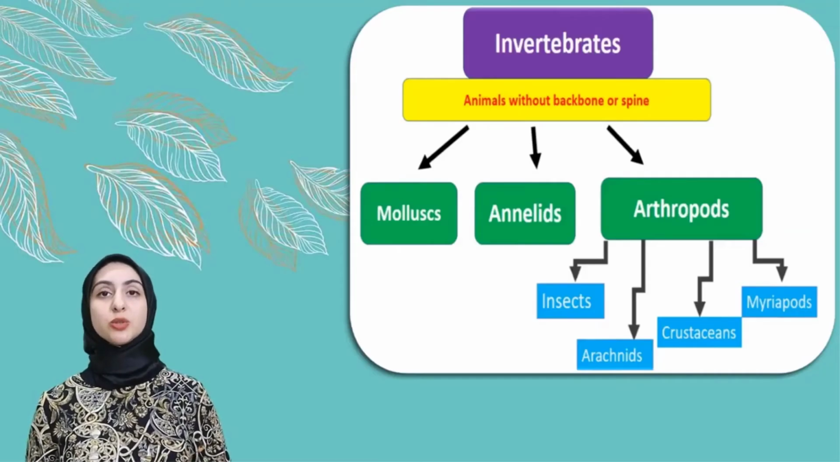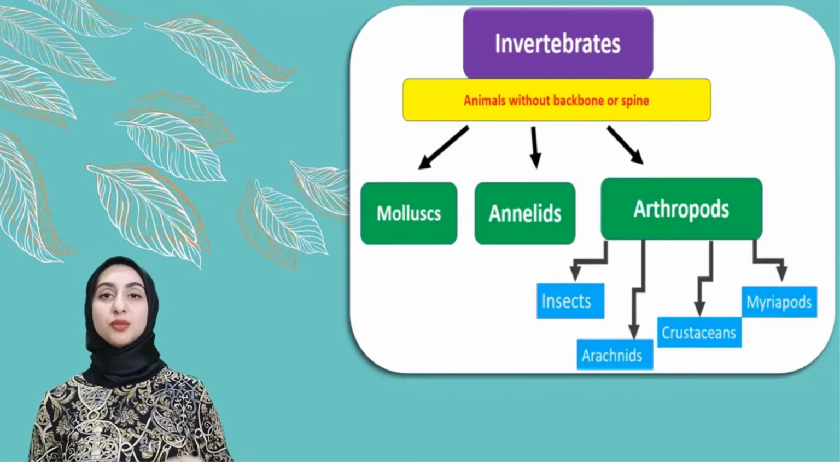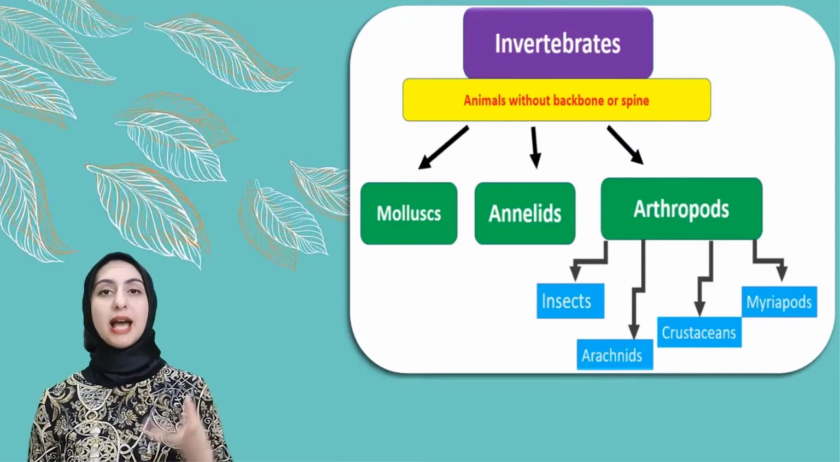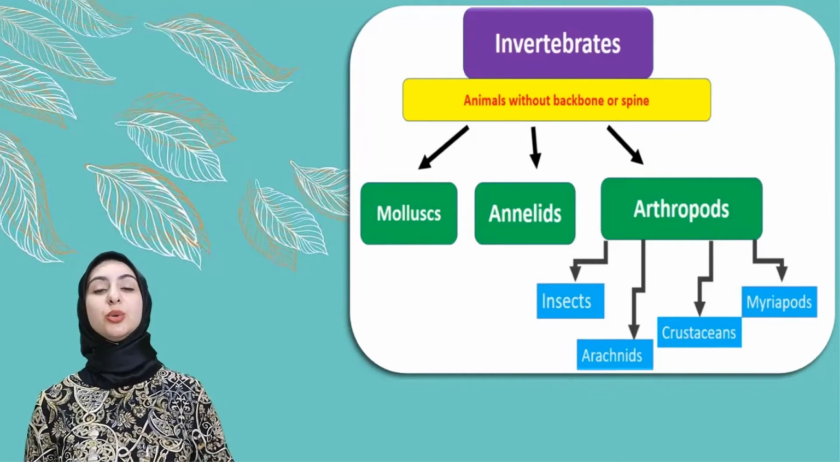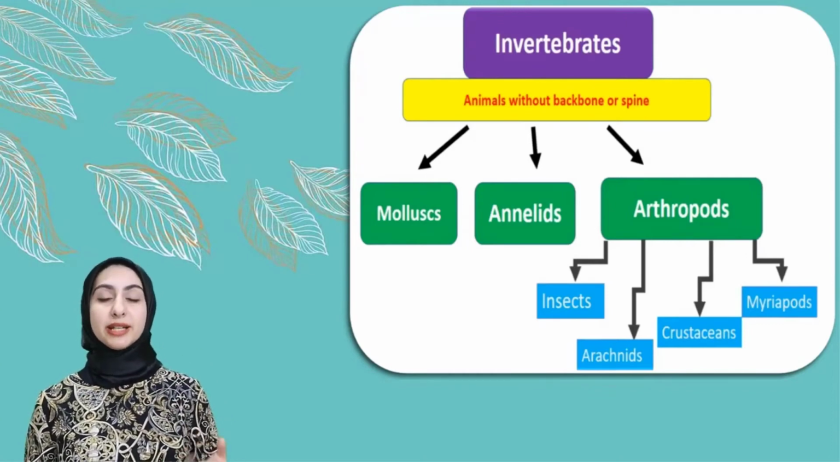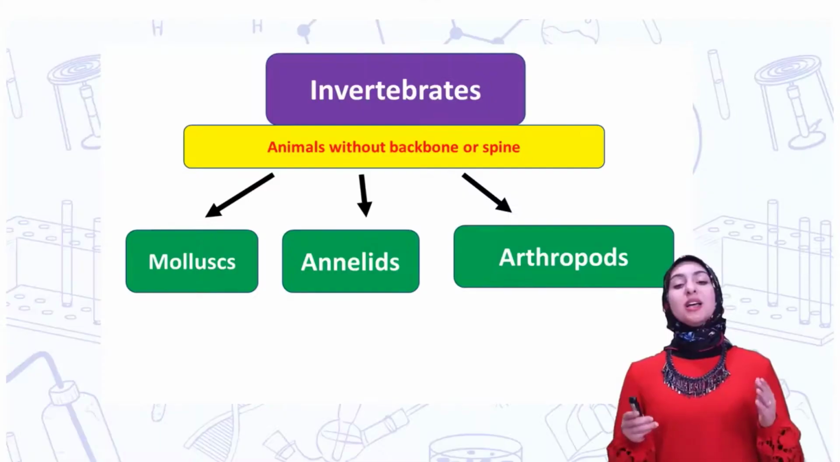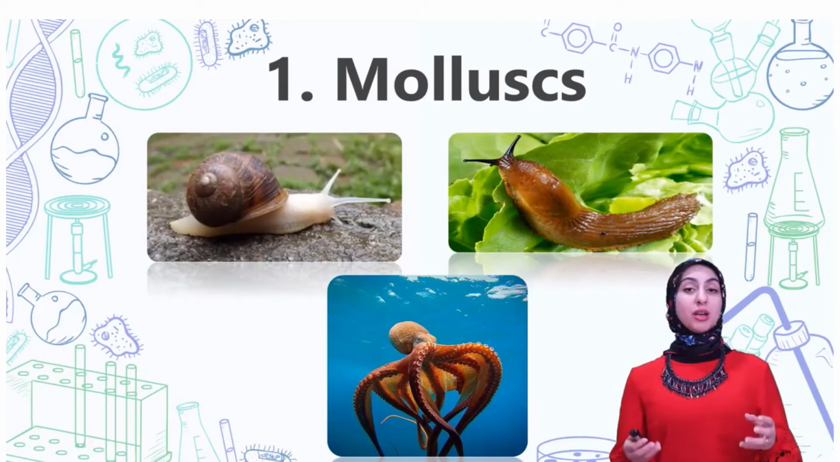About the invertebrates, which are animals without a backbone or spine, we said they are classified into 3 groups, which are mollusks, annelids and arthropods. The arthropods are divided into 4 groups, which are insects, arachnids, crustaceans and myriapods. Let's have a look at mollusks. As you can see here, the mollusks group includes snail, slug, octopus, right?